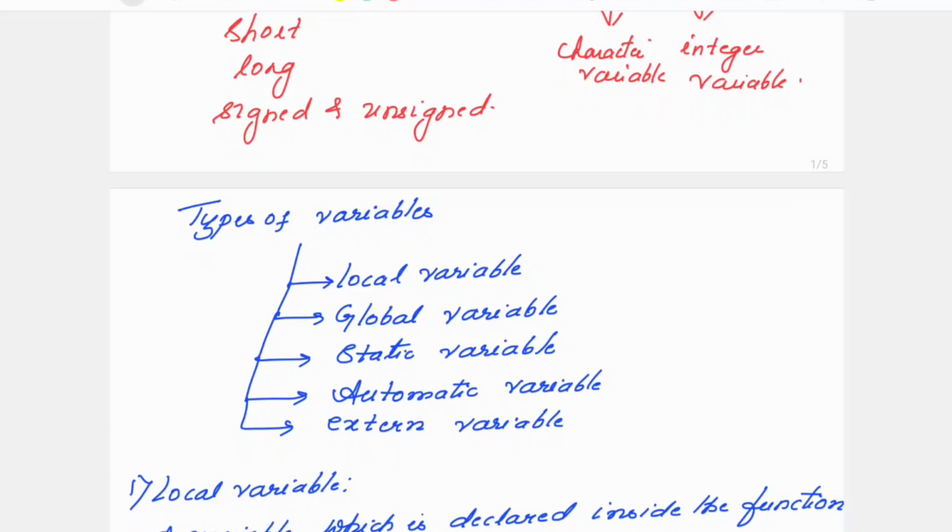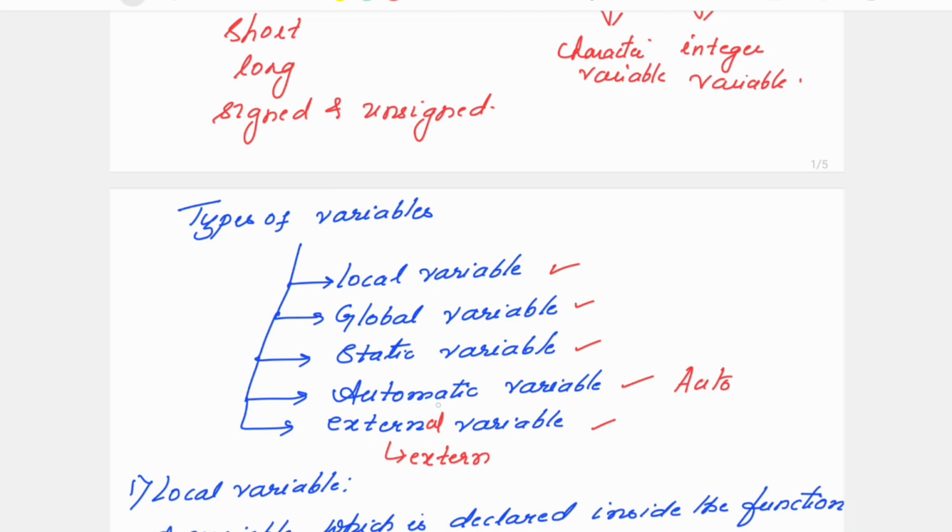Now let us see the different types of variables. So we have 5 different types: local variable, global variable, static, automatic and external. External you can write down because the keyword is extern. Fine, the keyword that is used here is extern, but the variable you can call an external variable. Similarly, for automatic variable, we use the keyword auto.